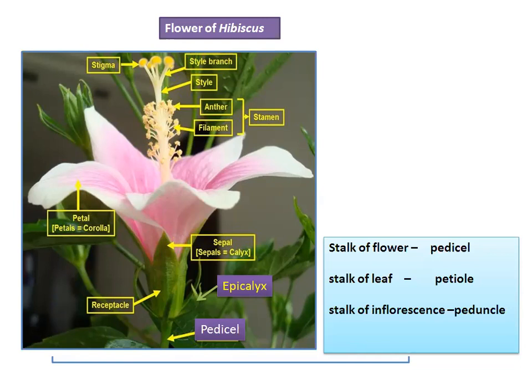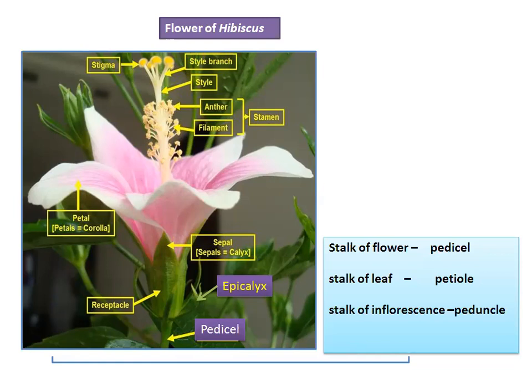Look at this picture from bottom to top. Observe the different parts of the flower. First part is the stalk of the flower. The stalk of the flower is known as a pedicel. The stalk of a leaf is known as a petiole. The stalk of an inflorescence is known as a peduncle. You studied this petiole and peduncle in 11th standard in the morphology of flowering plants.